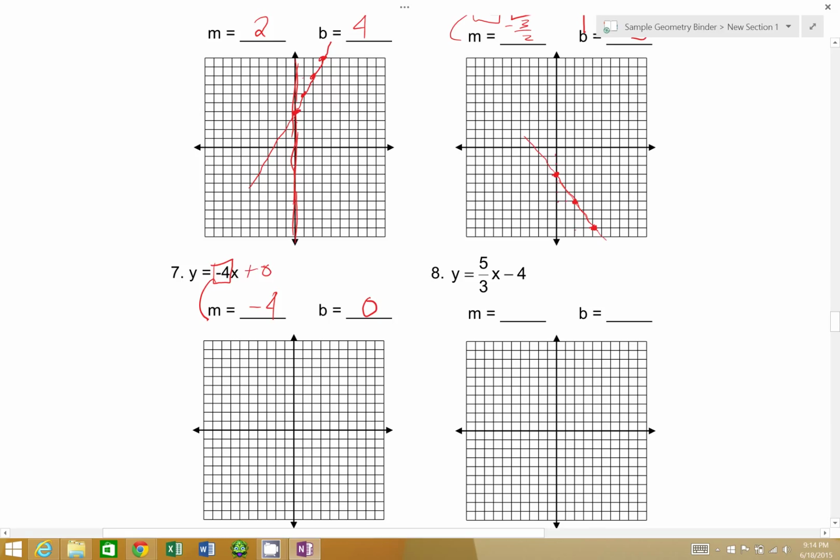plus 0. So I start at the origin, 0, 0, and I go down 4 and over 1. 1, 2, 3, 4, and over 1. Like so.